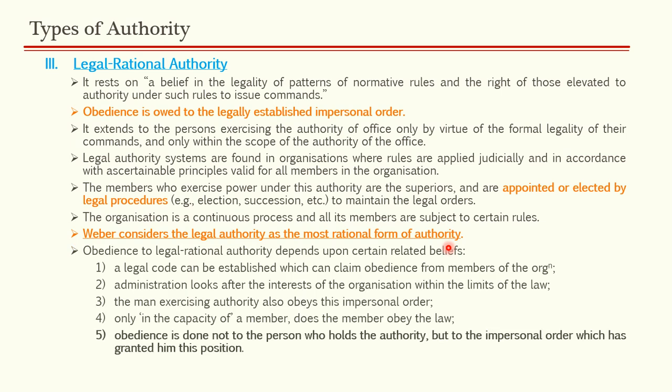Obedience to legal rational authority depends on certain related beliefs, and he says that there are 5 kinds of related beliefs. A legal code can be established which can claim obedience from members of the organization. So if you are obeying a legal rational authority, there are 5 kinds of beliefs because of which you obey an authority. The first belief is that there is a legal code which makes you obey. Second kind of belief is that administration looks after the interests of the organization within the limits of the law. So because administration is looking after the interest of people within the limits of the law, that is why you obey. The third kind of belief is that the man exercising authority obeys this impersonal order.